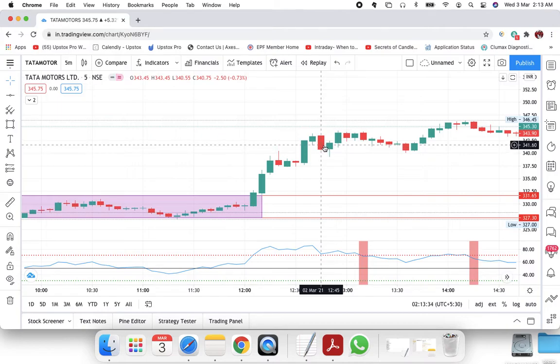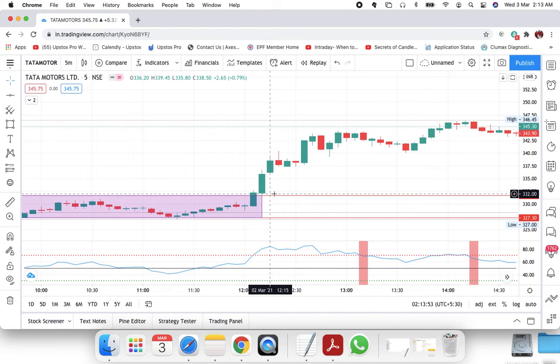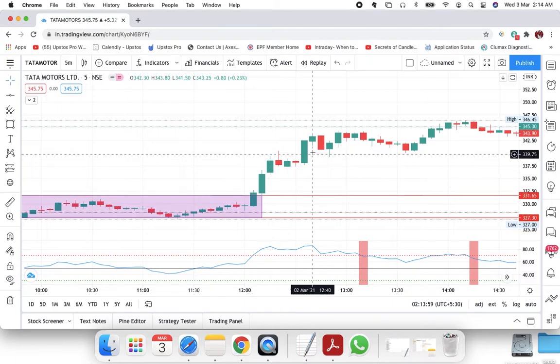If you are an intraday trader and you want to book profit, always book smart profit. So here the red candle formed, it broke the previous candle low, and it closed here. That is the confirmation, so you can exit. We entered at 332 and exited at 340, so 8 rupees. 8 rupees in Tata Motors is a good amount. If you are trading in futures, then you can make around 42,000.